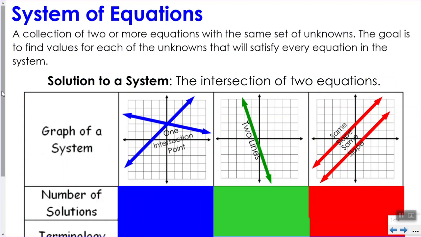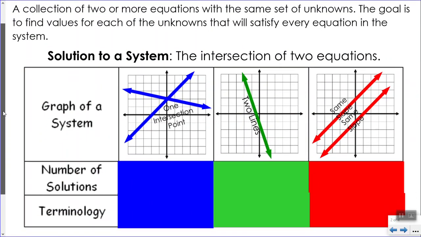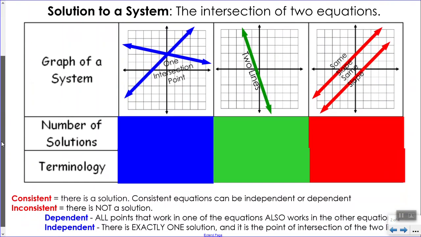We're going to focus the majority of our time on systems of two equations, but we will take a day to look at what happens when we have three equations combined in a system. When we talk about the solution to a system graphically, that's going to be the intersection of the two lines, because at that intersection point, both those equations are satisfied by the same values.